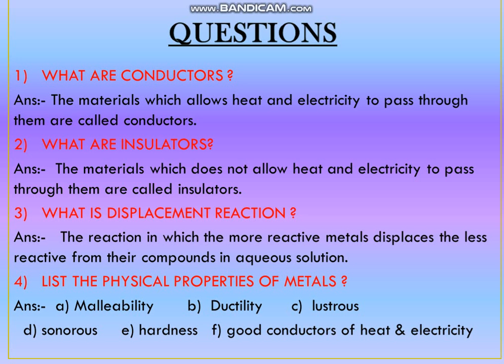Questions. What are conductors? The materials which allow heat and electricity to pass through them. What are insulators? The materials which do not allow heat and electricity to pass through them. Displacement reaction: the reaction in which the more reactive metal displaces the less reactive metal from their aqueous solution. And list the physical properties of metals. They are malleability, ductility, lustrous, sonorous, hardness and good conductors of heat and electricity.